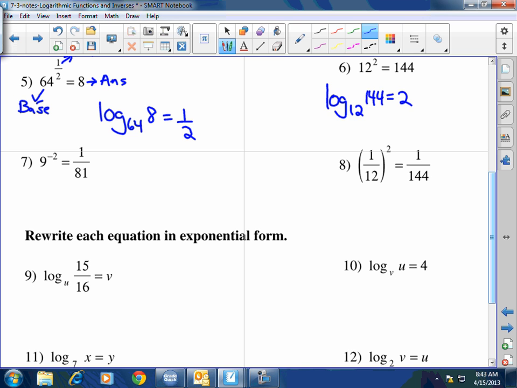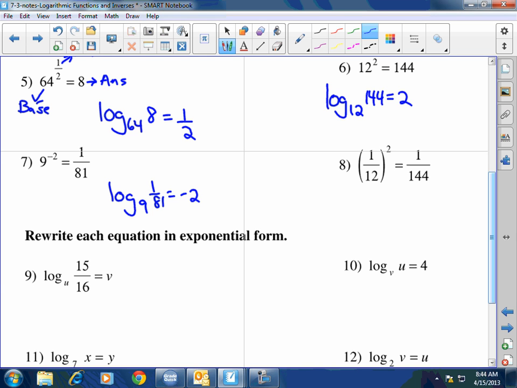What would number 7 look like, gentlemen, as a logarithm? Log base 9, good, of the answer, 1 over 81, equals negative 2. And yes, 9 to the negative 2 is going to be 1 over 9 squared, which is 1 over 81. Awesome.